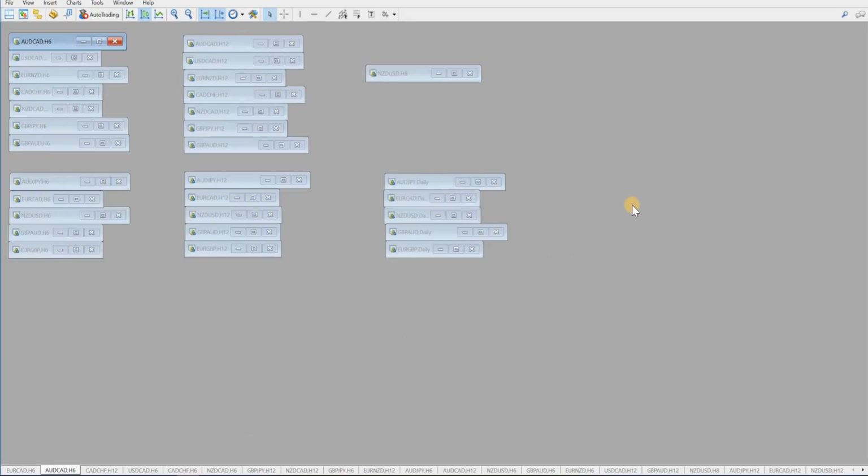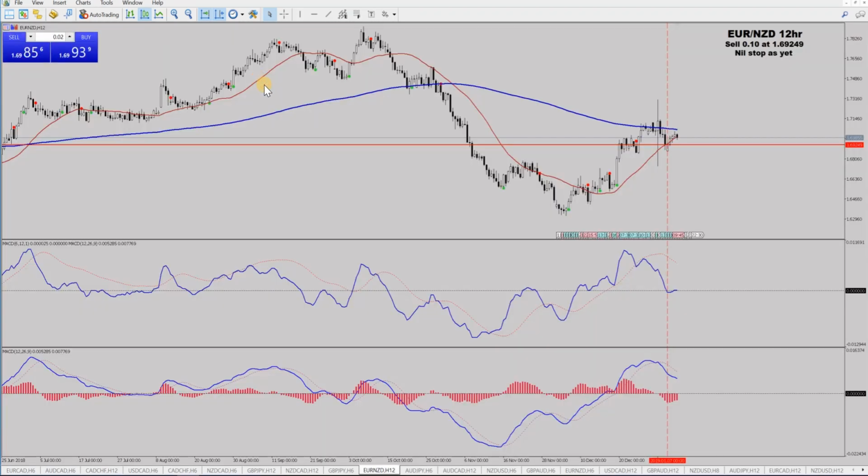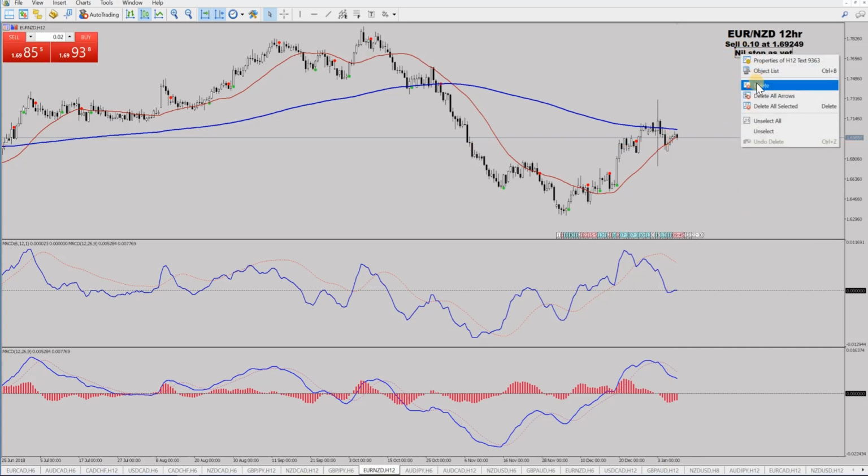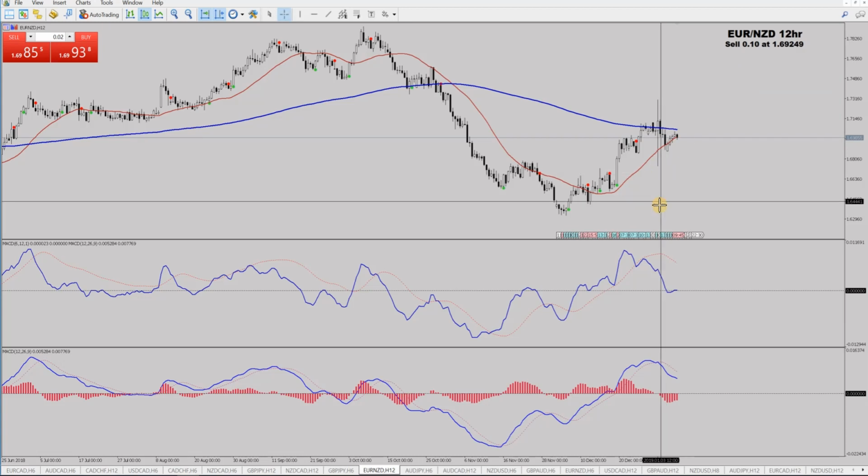Let's have a look at my other platform. This is an MT5 platform. We'll go to the 12-hour Mod MACD charts. We'll start with the Euro NZ. I was in a sell here. As you can see, that sell has been closed. Took a loss, I think it's about an 80 pip loss, which is nothing on this pair. So then I'd be looking for a buy, but there's not enough criteria.